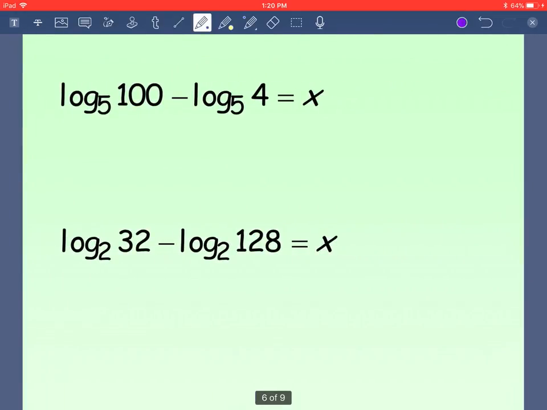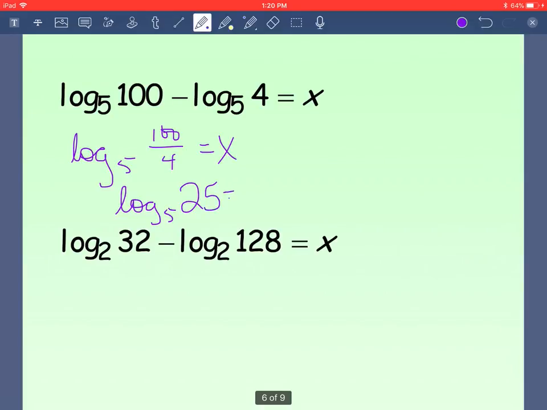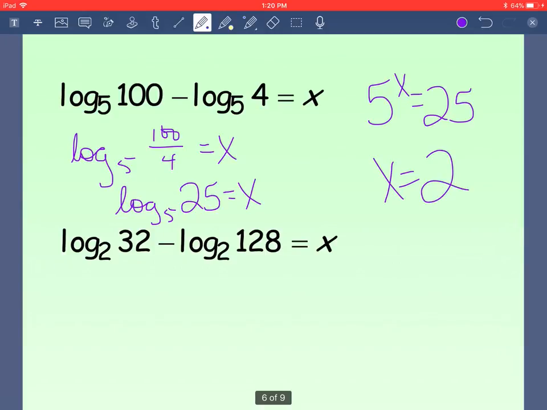I've got log base 5 of 100 minus log base 5 of 4 equals x. They both have a base of 5, so I can write it as 1. So log base 5 of 100 over 4 equals x, which is log base 5 of 25 equals x. Now I can solve it by putting it in exponential form. So 5 to the x power equals 25, which means that x equals 2.